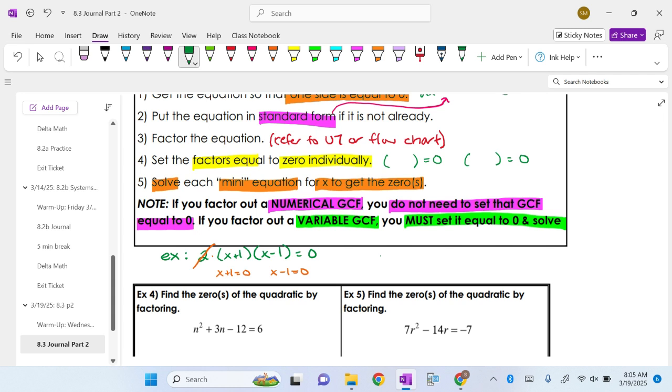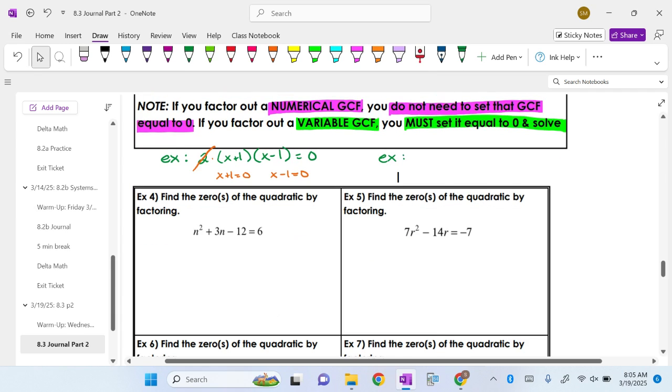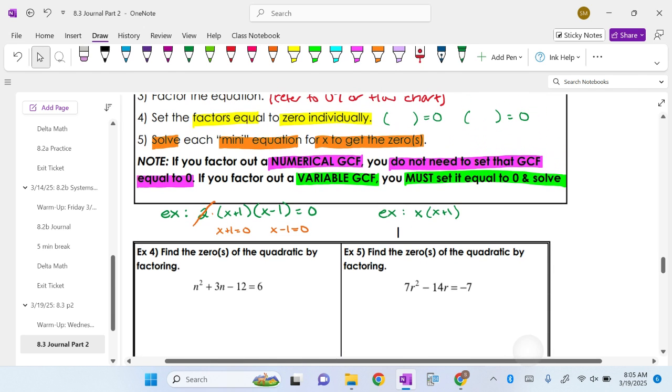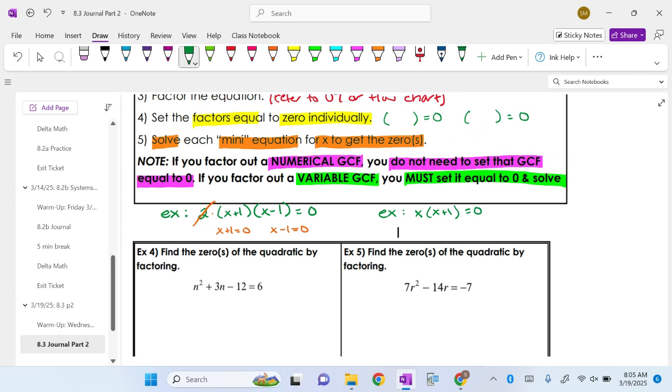On the other hand, if I had x times (x plus 1), so I factored out x, that equals 0. That x is still a variable and it is part of our solving. So we would have x equal to 0 because we have to set that variable equal to 0. And then x plus 1 equal to 0. So all that means is that 0 is actually one of your zeros.